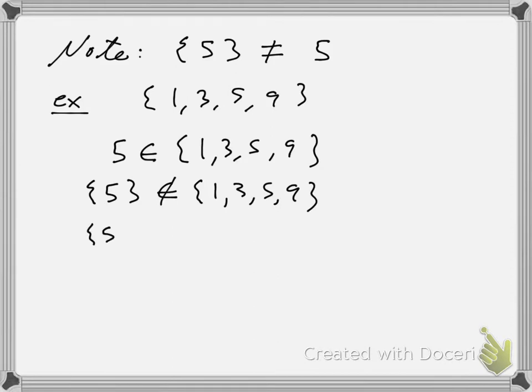Well, the 5 with the braces is a subset of 1, 3, 5, and 9 because I put it in set notation. So I want you to notice the difference between an element, where we don't write braces around it and we use the element symbol, but as soon as we put braces around that number 5, it becomes a subset of the larger set. So just be careful, that's a notation thing. Okay, I think you're ready to do the homework.